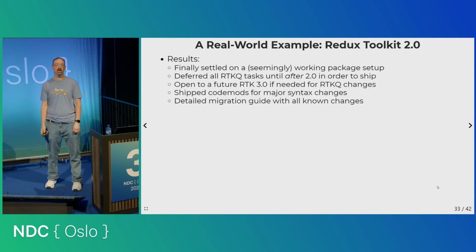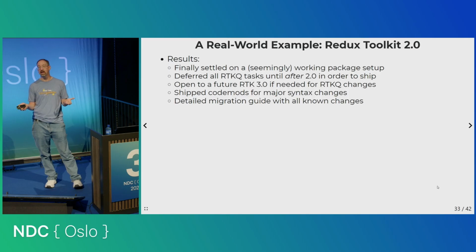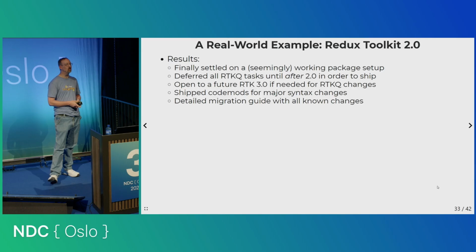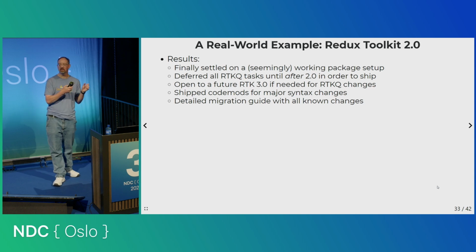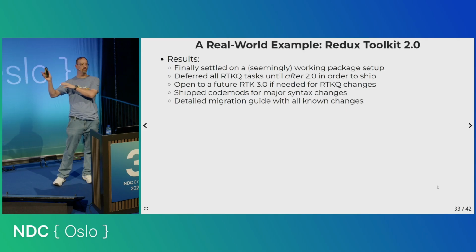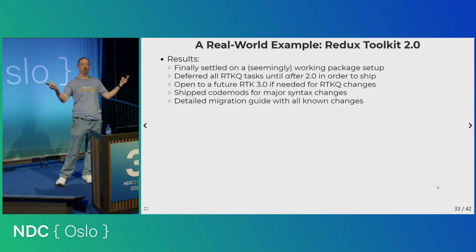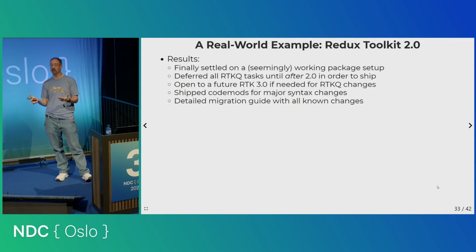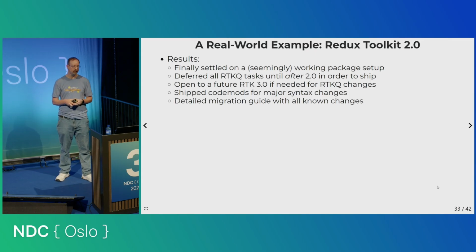So late '23, we finally managed to figure out a seemingly mostly working packaging setup. But really the key thing here was I put on my project manager hat and I had an idea and I messaged the other maintainers and I was like, what if we just don't touch RTK Query for this release? We're just going to defer all that work until after 2.0 is out the door. They agreed, and I could feel the weight come off my shoulders because now it was a finite list of like 10 or 15 tasks left to do to actually complete 2.0.